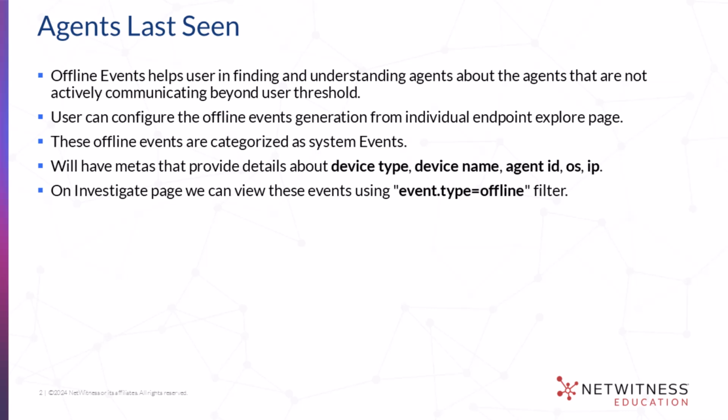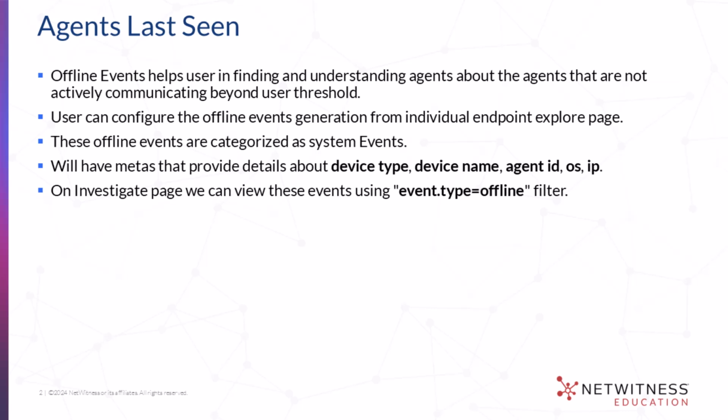Coming to the introduction, this feature helps users understand which agents are not actively communicating over a certain time interval. Users will get this info in the form of events, and each event has details regarding agents that are inactive to EPS. Details include device type and device name, which is the name of each agent, and agent ID, which is a UUID that is recognized within the NetWitness stack, the operating system of an agent, and also the IP address of the host.